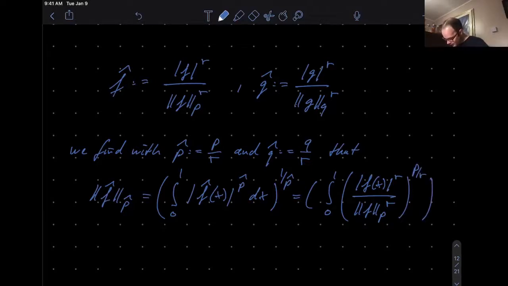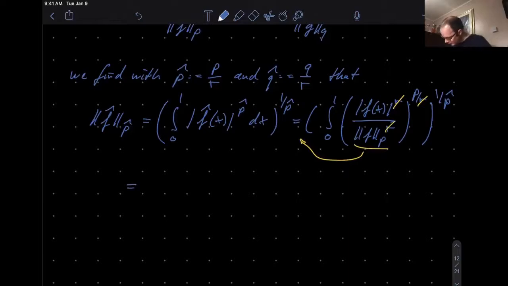And then I have 1 over p hat. Okay, let's leave this as is. Now you can see here inside the r powers, they go out with the rth root. And then you can pull out the scalar outside, but you have to be careful with the powers. So inside I have the integral from 0 to 1 of f of x to the power p, here I'm missing also dx, okay. And now I have this here to the power 1 over p hat.